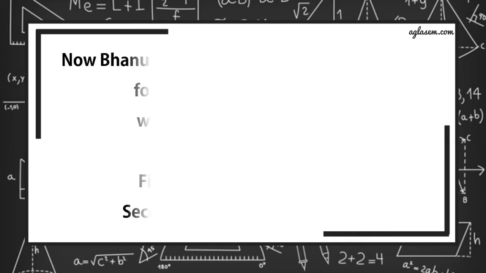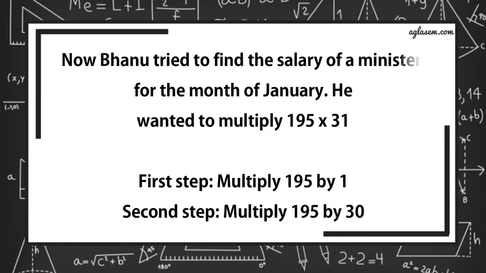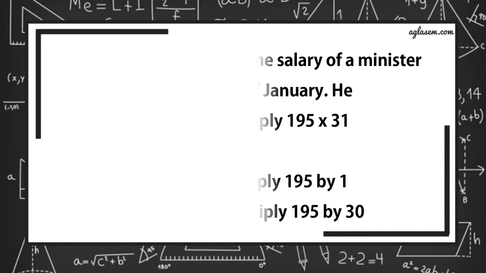Now Bhanu tried to find the salary of a minister for the month of January. He wanted to multiply 195 into 31. So he tried 195 multiplied by 31, that will give you 6045. So first step is multiply 195 by 1 and second step is multiply 195 by 30.